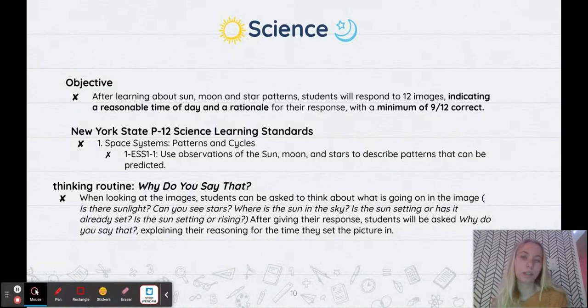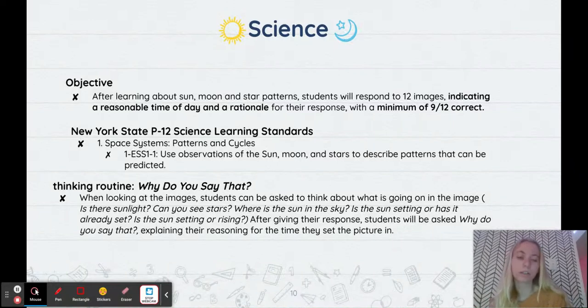One thinking routine that can be used in this lesson is "Why do you say that?" When looking at images, students can be asked to think about what is going on in the image. Is there sunlight? Can you see stars? Where is the sun in the sky? Is the sun setting or has it already set? Is the sun setting or rising?